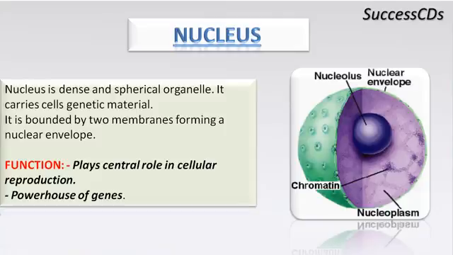Nucleus is important because it carries all the genetic material that is to be passed from a parent to future generation. It is bounded by two membranes forming a nuclear envelope, and in this envelope we have nuclear membrane and nuclear pores. The function of the nucleus is it plays the central role in cellular reproduction, which is that one cell divides into two, and it is the powerhouse of genes.